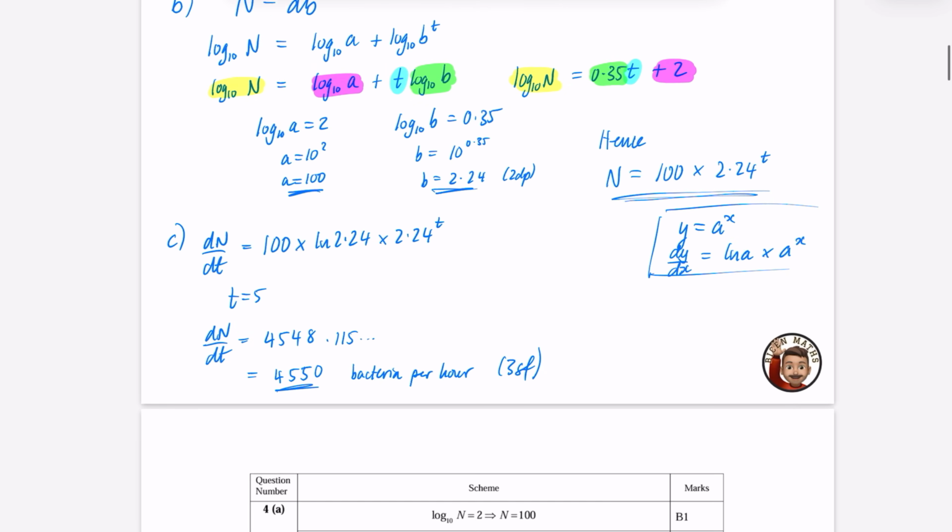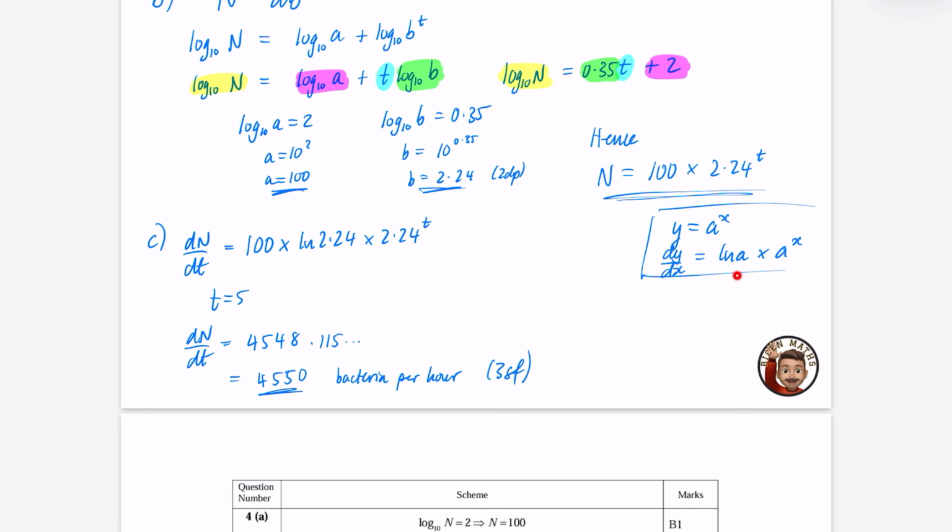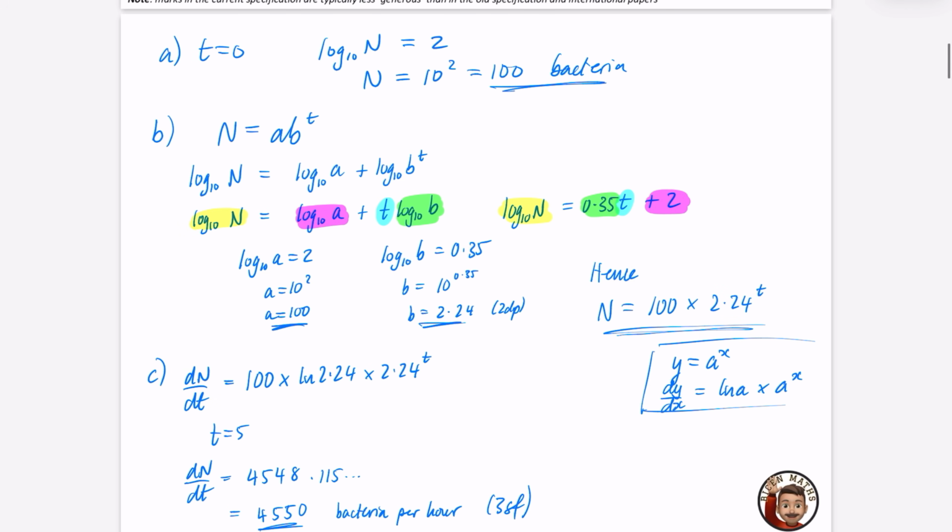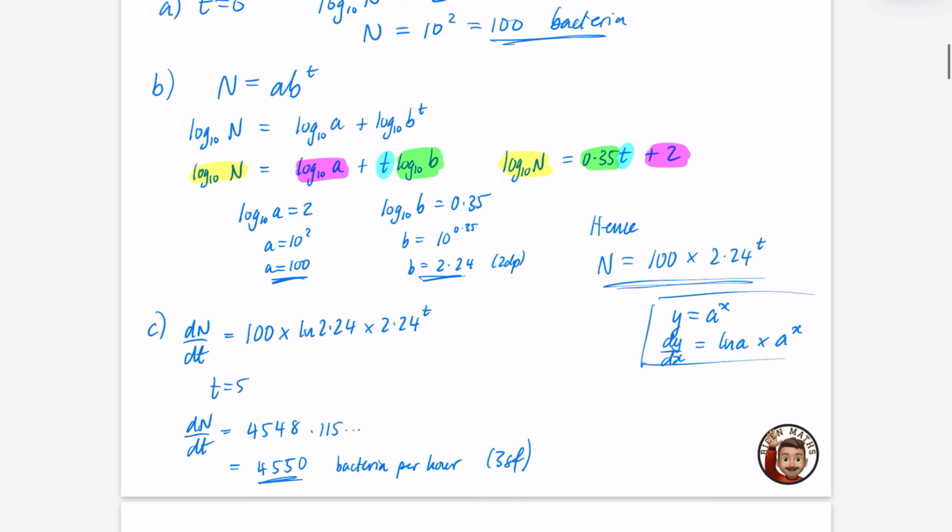So hopefully you've spotted rate of growth means we need to do some differentiation, and hopefully you've remembered this part of differentiation. This is a year 2 differentiation technique. So if you're seeing this as a year 1 student, you can probably do part A and B, but not part C if you didn't know how to do that bit.